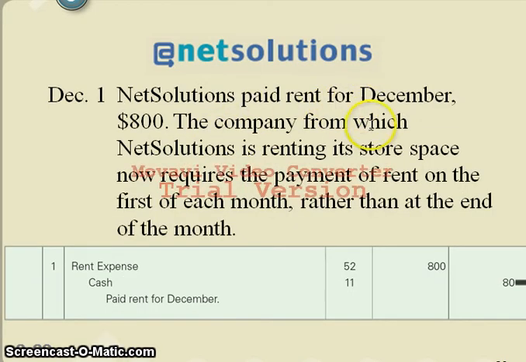Okay, NetSolutions paid rent for December. So in order to run your business this month, you needed a place to run your business out of, right? So with that, that's a debit to rent expense. You need that in order to run your business. And here's your credit to cash for the $800 that you paid for the rent.